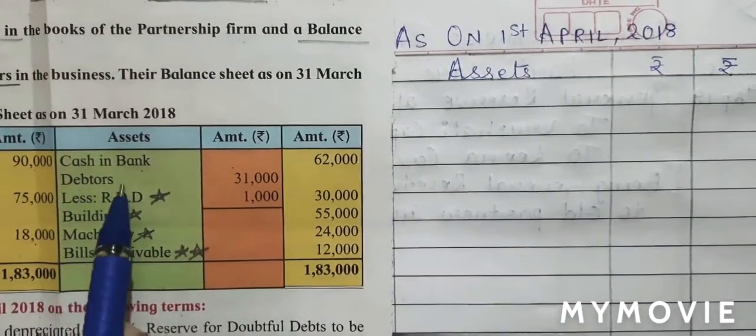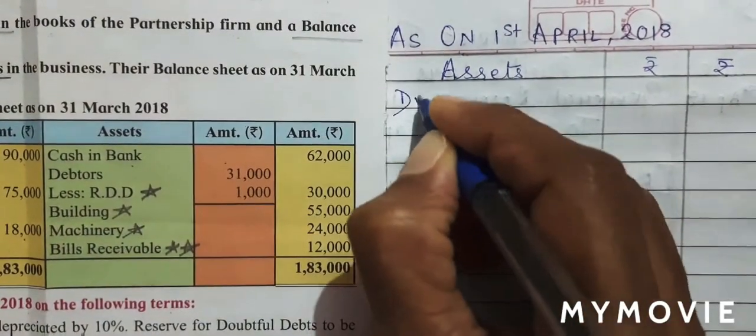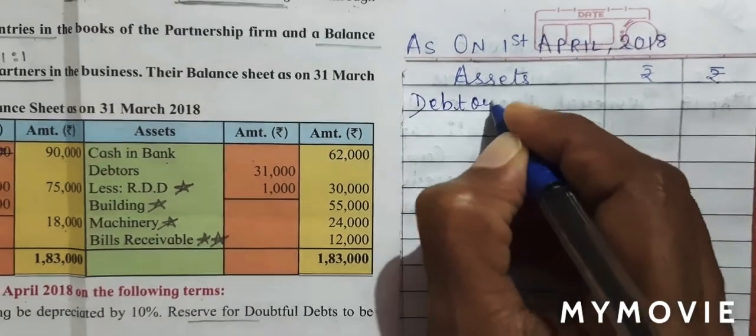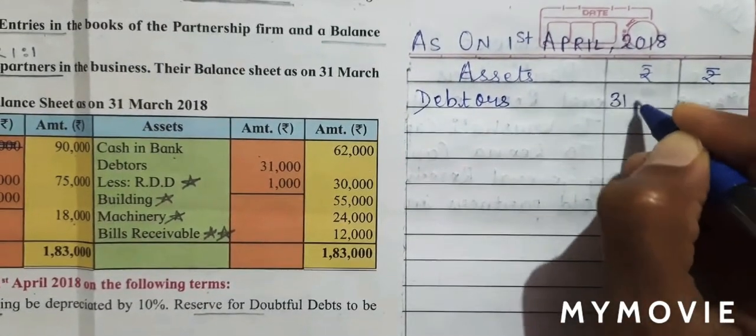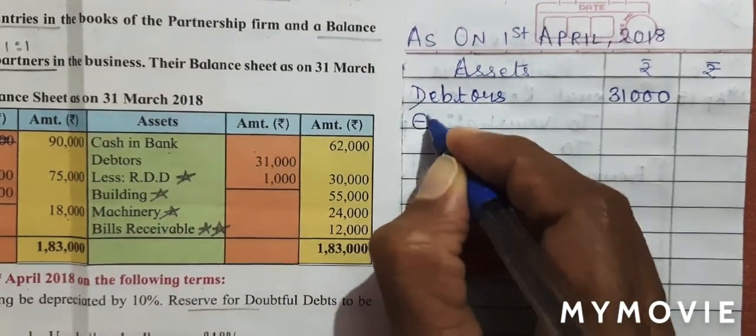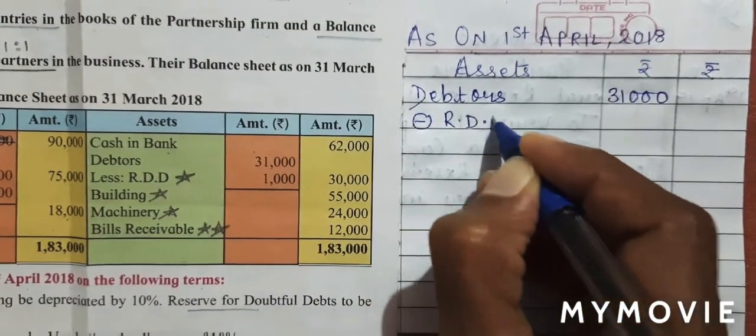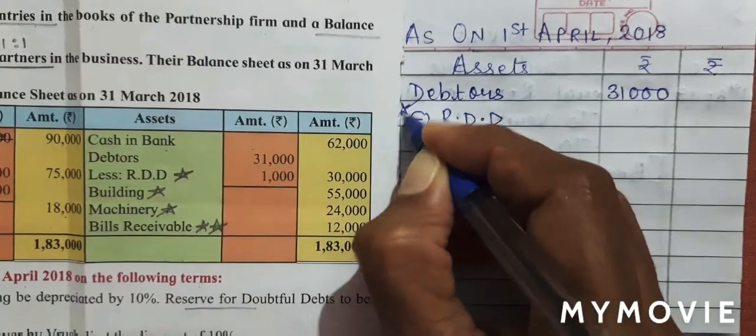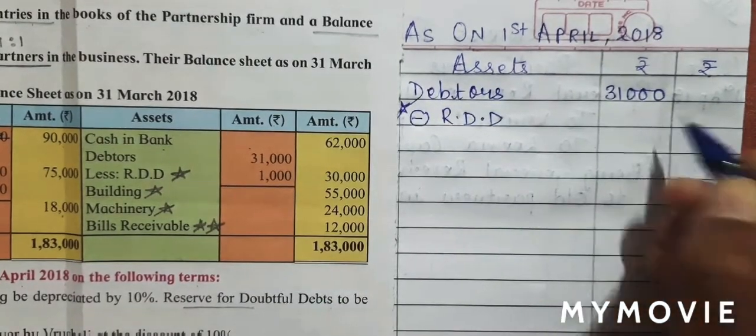Next is debtors. So I will write debtors on the asset side. Debtors, I'll write 31,000 in the inner column. And for RDD, we have a star. So I'll say less RDD. I'll mark a star and I'll keep this blank.